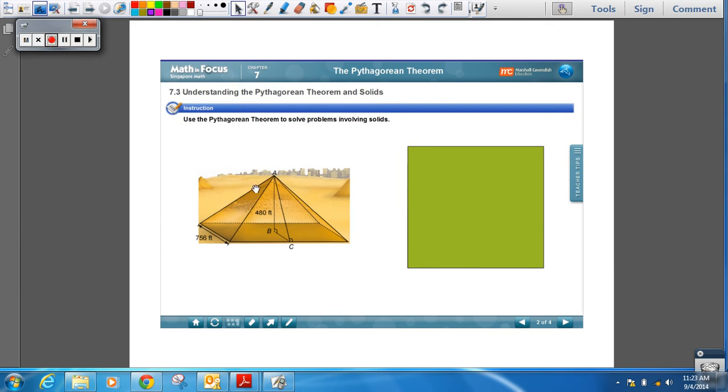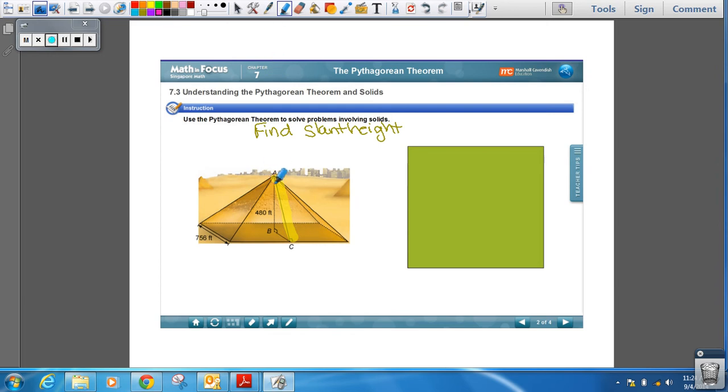Today we are doing 7.3, Understanding the Pythagorean Theorem and Solids. On this first one, it is wanting us to find the slant height. So last chapter we talked about the slant height. The slant height in this case is this length right there. There is a right triangle that we can use to find that.